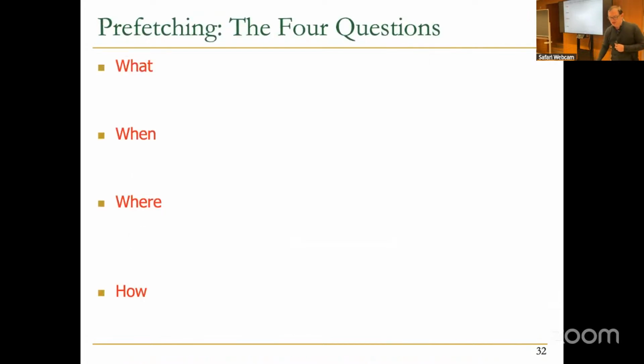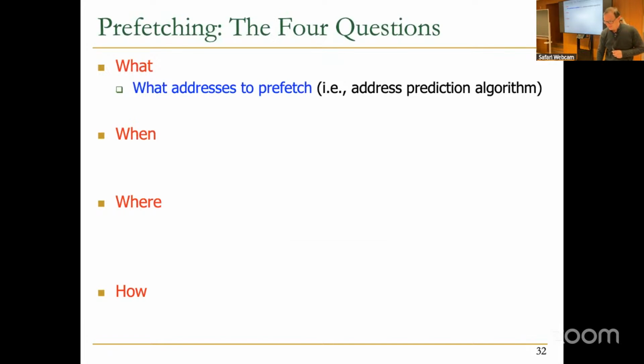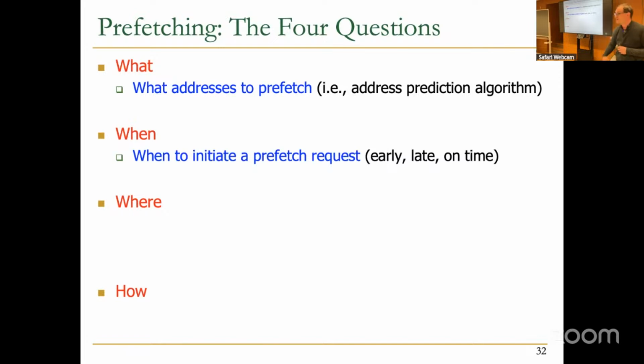OK, there are 4 major questions in prefetching. I'm going to go through these, and then we're going to talk about some prefetching algorithms. What, when, where, and how. What addresses do you prefetch? What is your algorithm to decide which address you prefetch? When do you initiate a prefetch request?